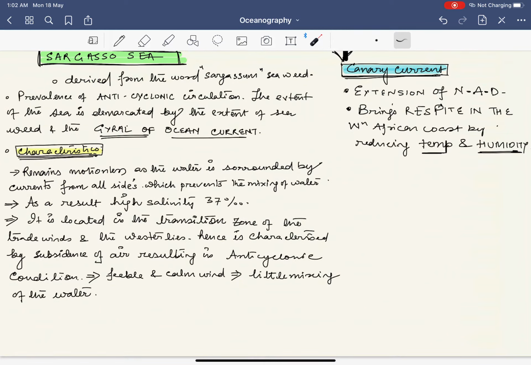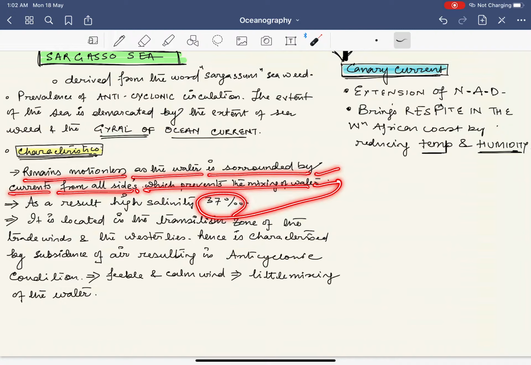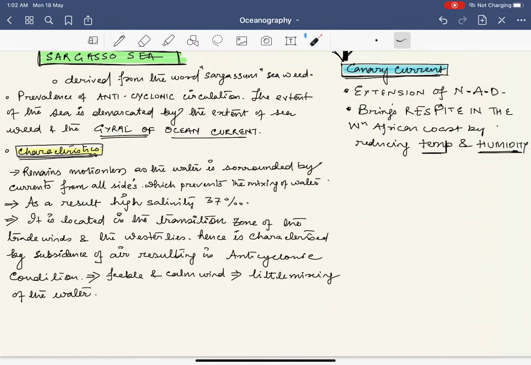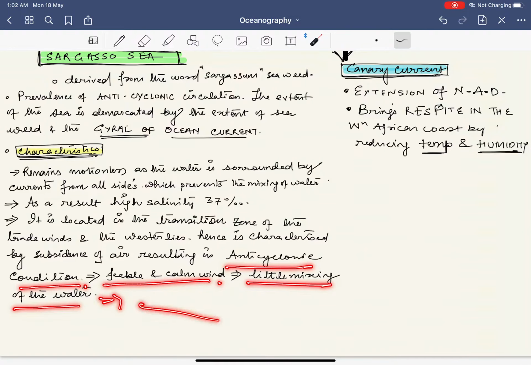What are the characteristics? First of all, it remains motionless as the water is surrounded by current from all three sides, which prevents the mixing of water. Hence, high salinity, that is 37 parts per thousand. Again, it is located in the transition zone between the trade wind and the westerlies. Hence, it is characterized by the subsidence of air resulting in your anticyclonic condition. Hence, feeble and calm wind, hence little mixing of water, hence high salinity.